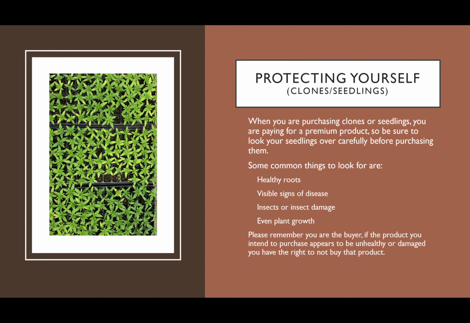Another thing you may want to look for is even plant growth. If you get 3 packages of clones and one package is 3 inches taller than the other, you may want to ask that grower and say, hey, why are these plants so much larger? Are the other ones sick? Are they diseased? Are they the same age? Because more than likely you're going to want the same genetics throughout your field.